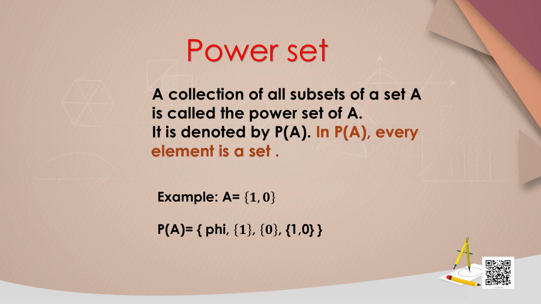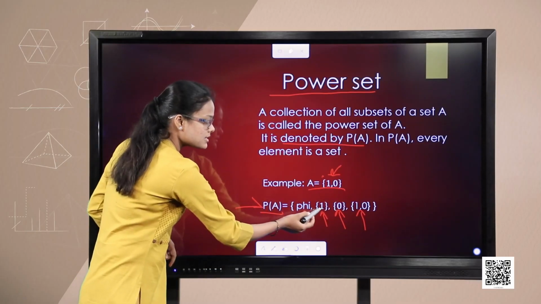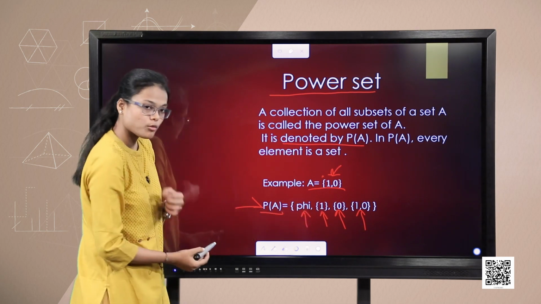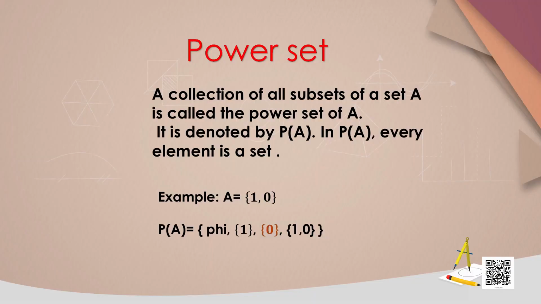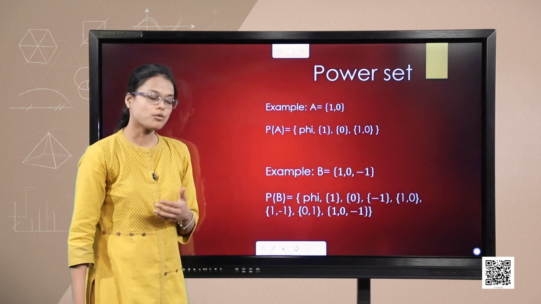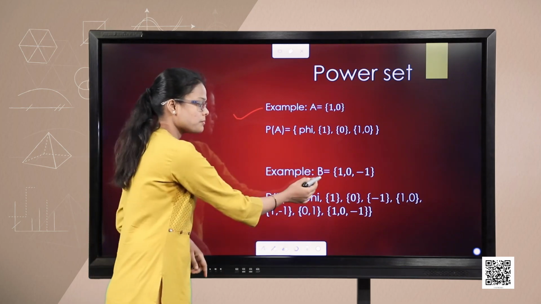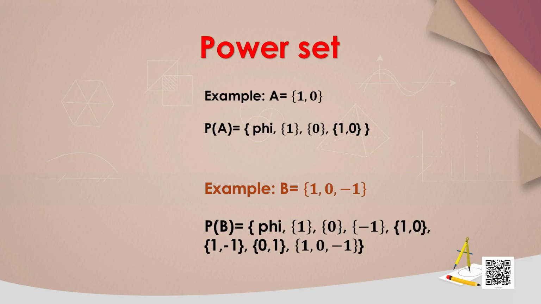You also observe that in PA, every element is a set. Yes, why? You may see that this element is also in the form of a set. This element, which is a singleton set, is also in the form of a set. Let us take one more example and understand power set more clearly. This example we have already studied. Let us add one element in it, which becomes a new set B. We have added one element, which is -1.